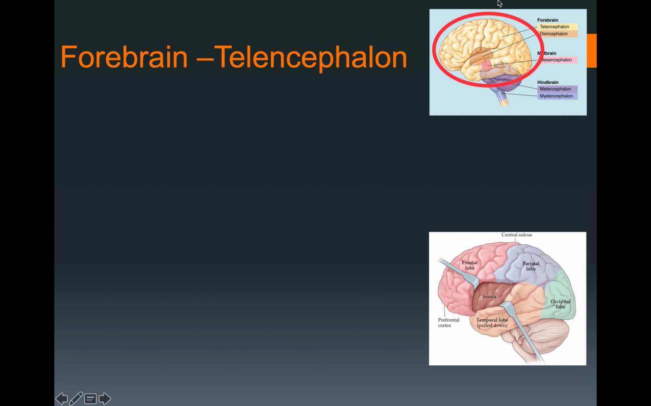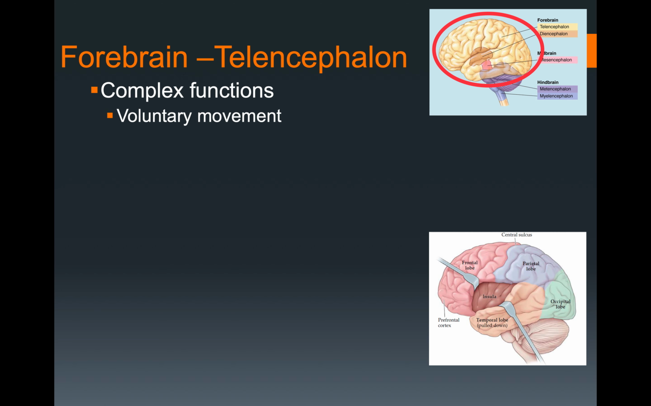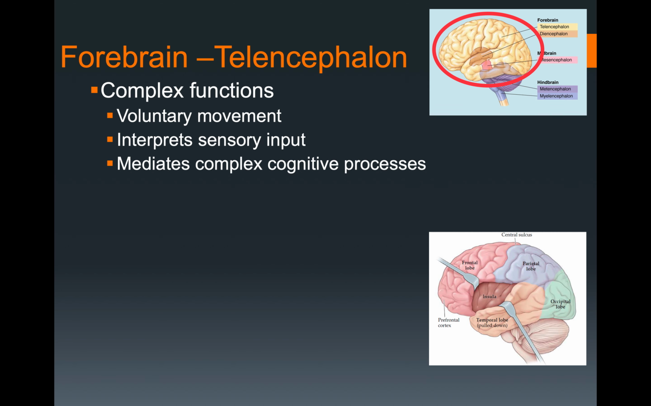This is the largest part of the brain. It's what people generally think of when they think of the brain. It's involved in the most complex functions, such as voluntary movement. It interprets sensory input, so it interprets the things that you see, hear, etc., and it mediates complex cognitive processes. There are a lot of important parts of the telencephalon. I'm just going to highlight a few.